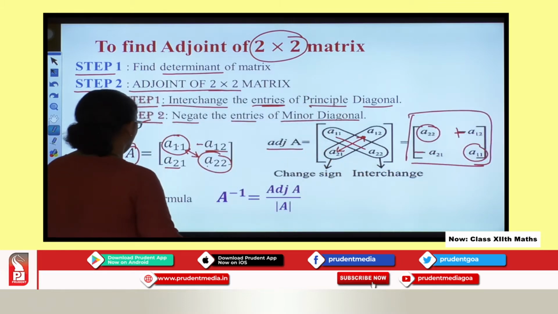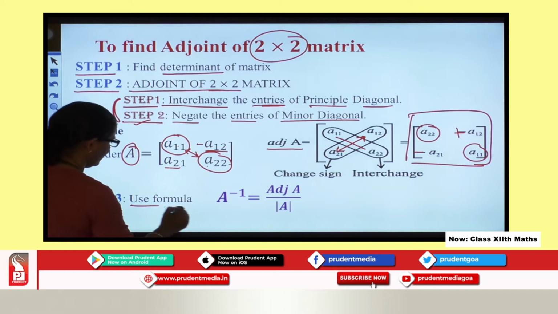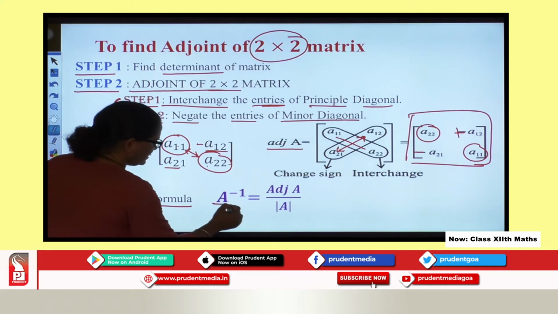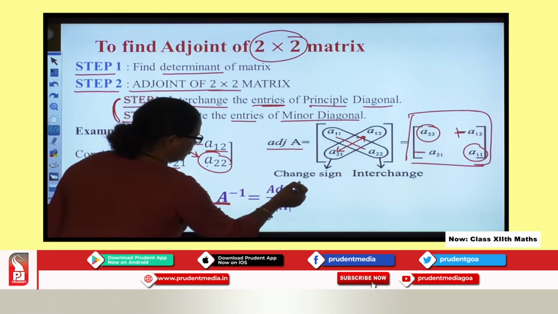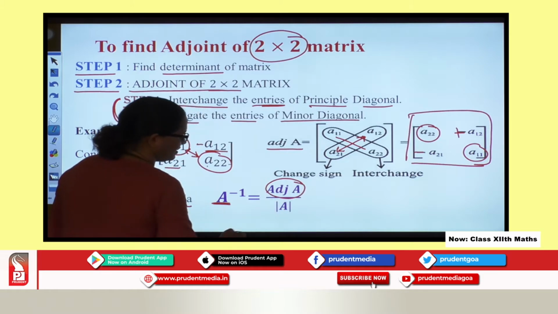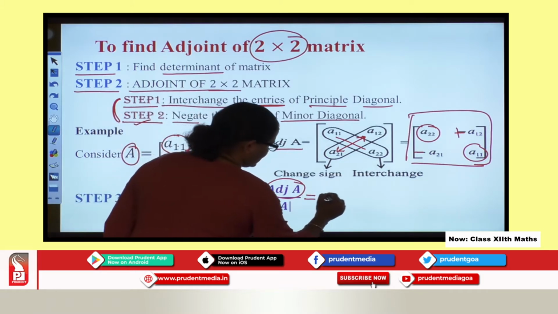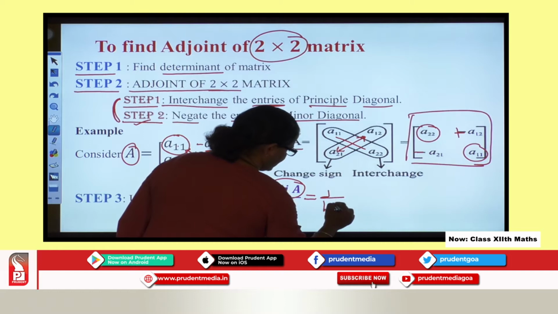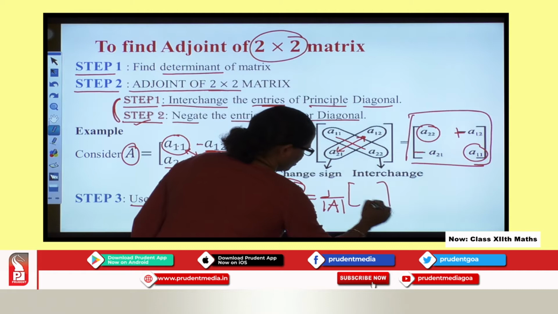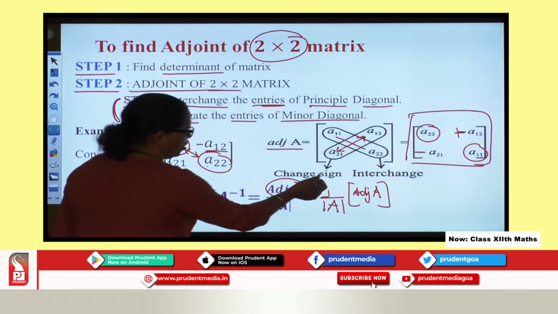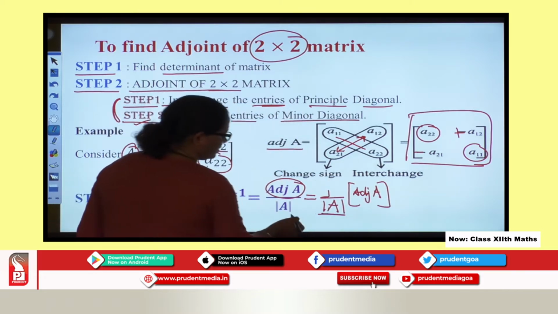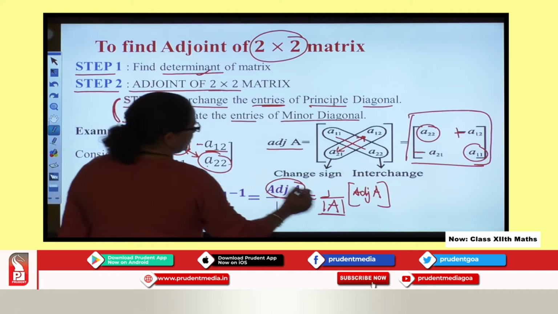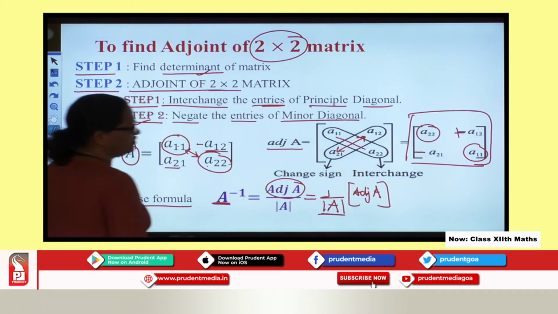Once you get this adjoint, you can directly use the formula. You can say A inverse equals, you write the adjoint matrix over here, and this can also be written as 1 by the determinant value into the adjoint of matrix A.